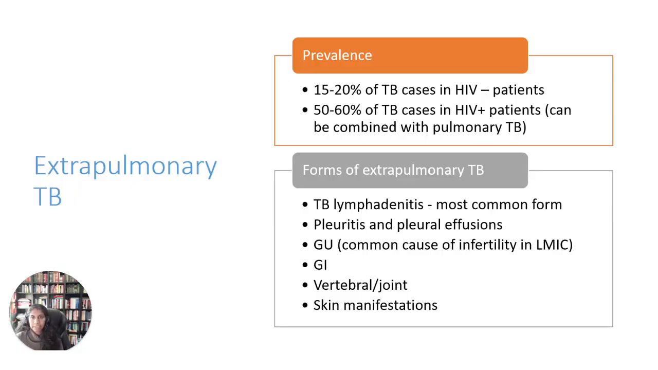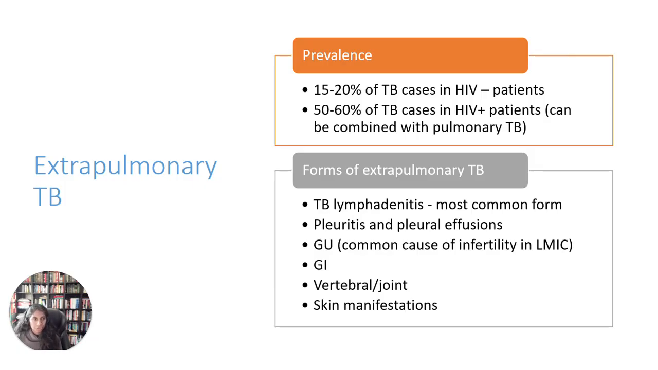So for extrapulmonary TB, this is much rarer in patients living without HIV. 15 to 20% of TB cases in HIV negative patients are extrapulmonary. However, in patients living with HIV, nearly half to 60% of TB cases have extrapulmonary manifestations, which can be combined with pulmonary TB. The most common form of extrapulmonary TB is TB lymphadenitis, because again, the mycobacteria go to the lymph node system after escaping the lungs.